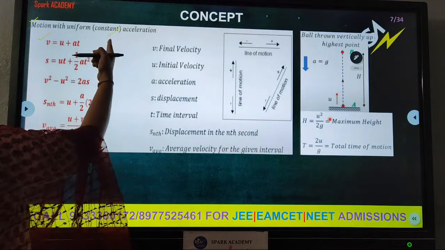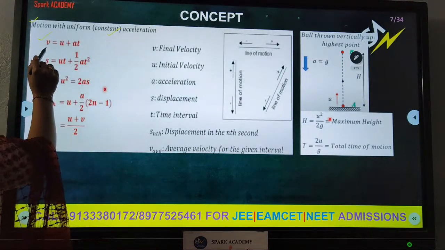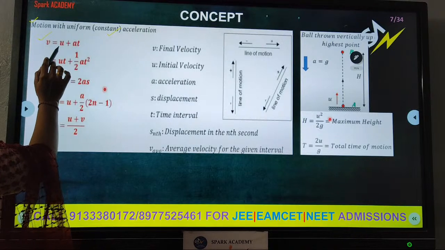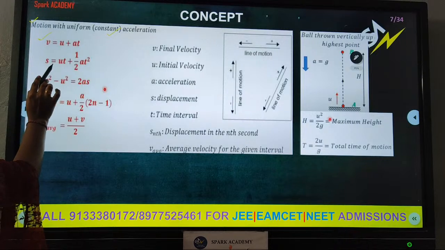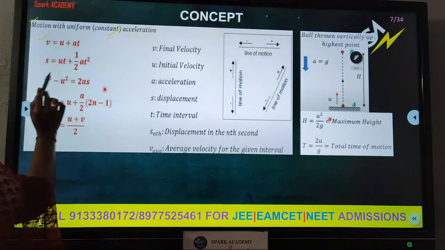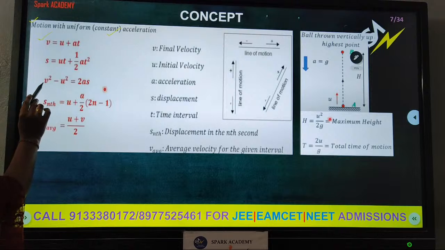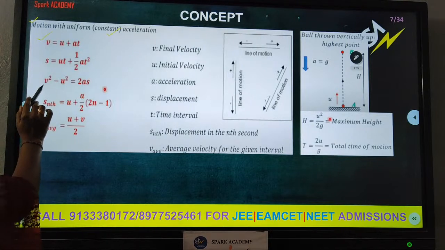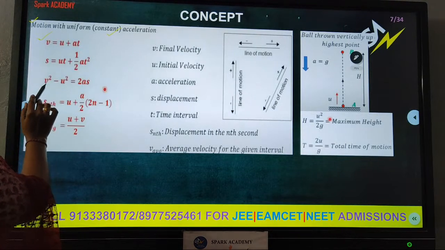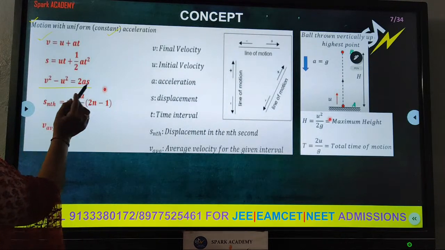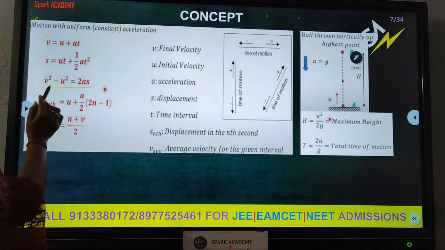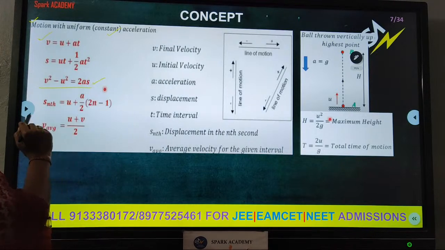Uniform means constant acceleration. To find the velocity after some time, we have u plus at, and for displacement we have ut plus half at square. The third equation of motion is v square minus u square equal to 2as, when we are given the final velocity. So to find the acceleration or displacement having different velocities, we can use this equation.